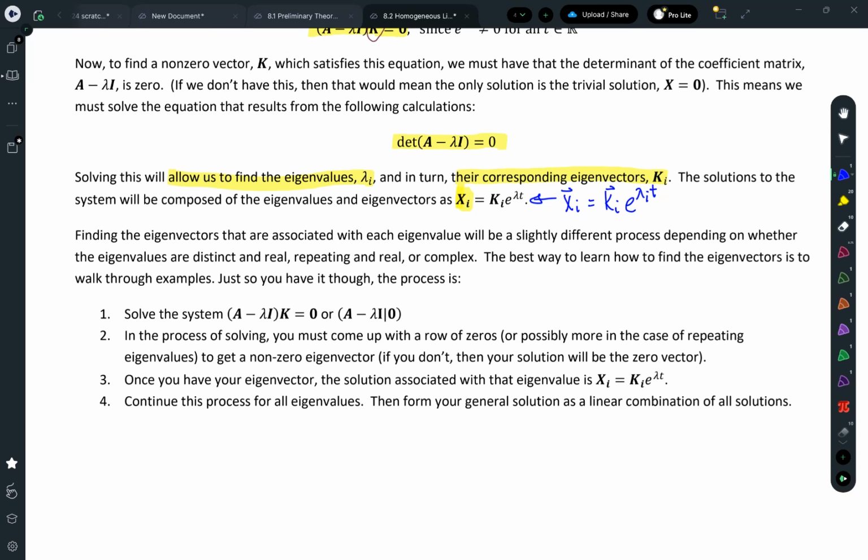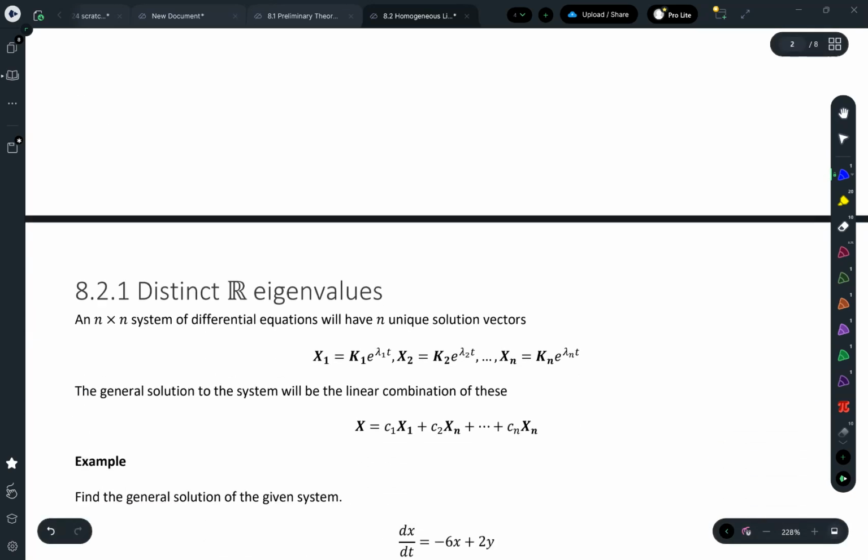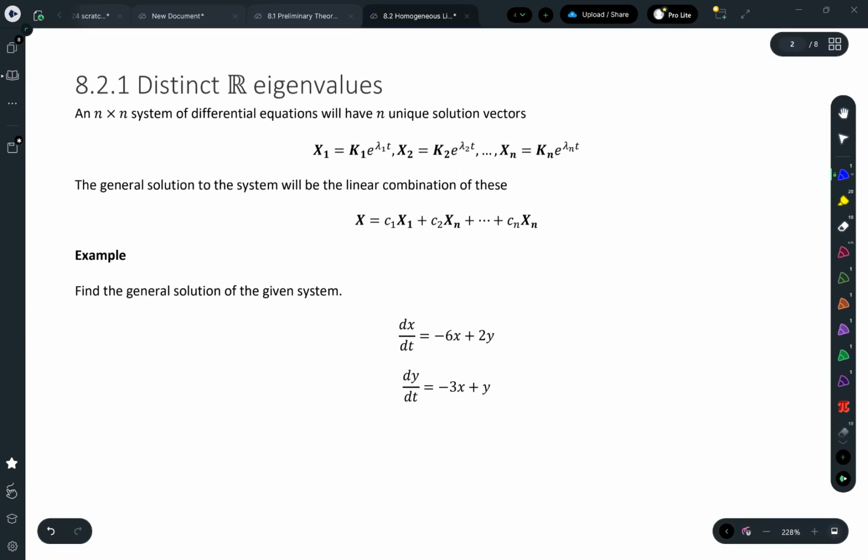It's an indicator, okay? Once you have the eigenvector, the solution associated with that eigenvalue is x sub I equals k sub I e to the lambda sub I t. And we continue this process for every eigenvalue. And at the end, we form the general solution by saying it's the linear combination of all of the solutions that we found. Okay? So here's the first case, distinct real eigenvalues.